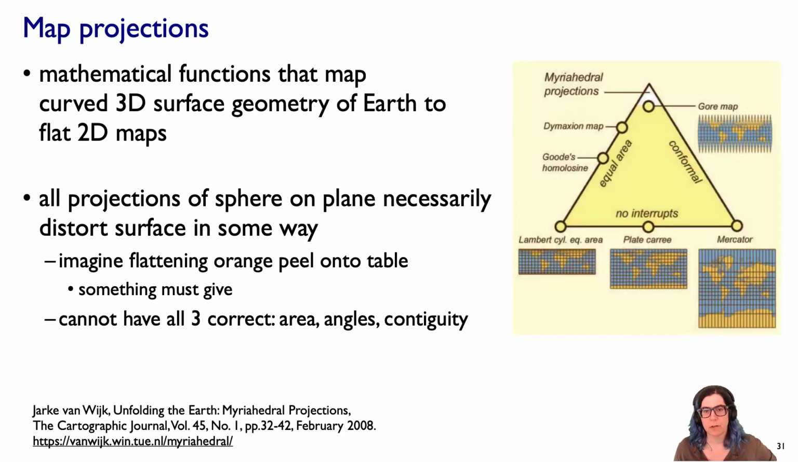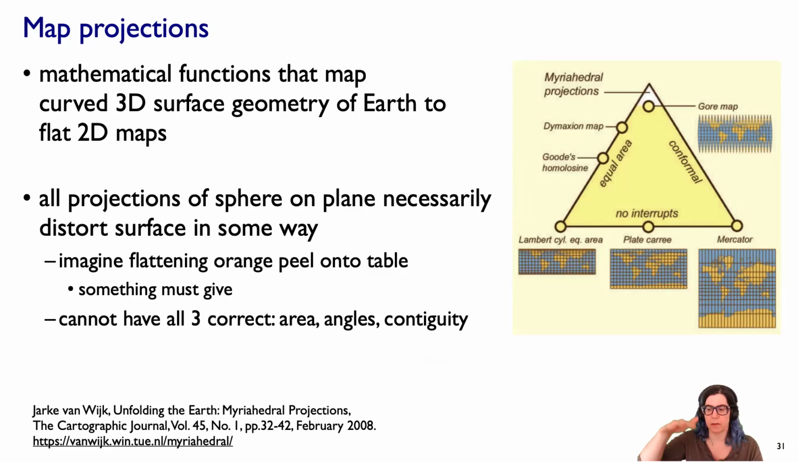Now, finally, let me talk just briefly about map projections. I've been sort of waving my hands and not talking about them explicitly. I've just been showing you maps and I haven't exactly said what's going on. So a map projection is a mathematical function that maps the three-dimensional surface of the Earth to something that is flat in 2D. And necessarily, something has to give. Any projection of the sphere onto the plane must distort it in some way.